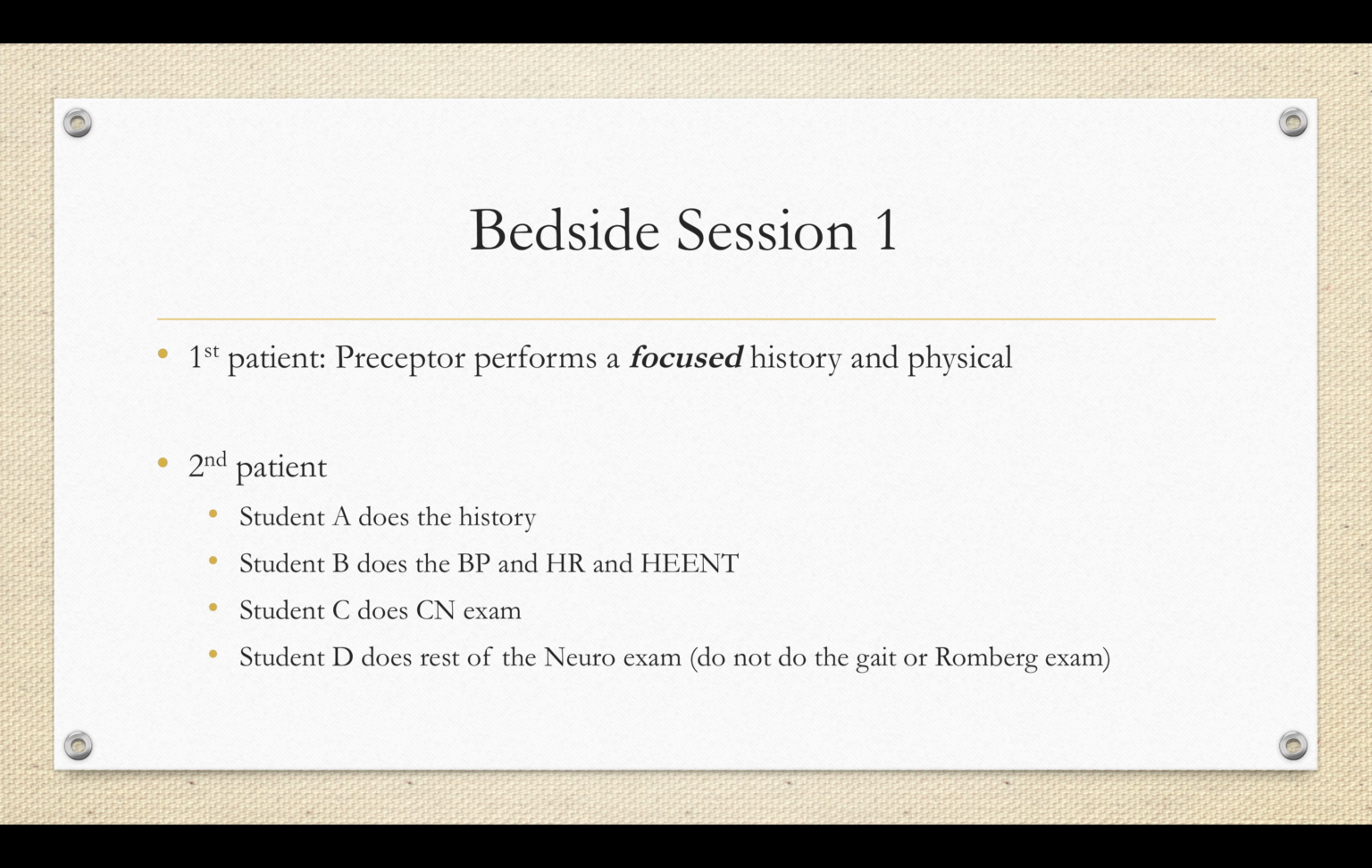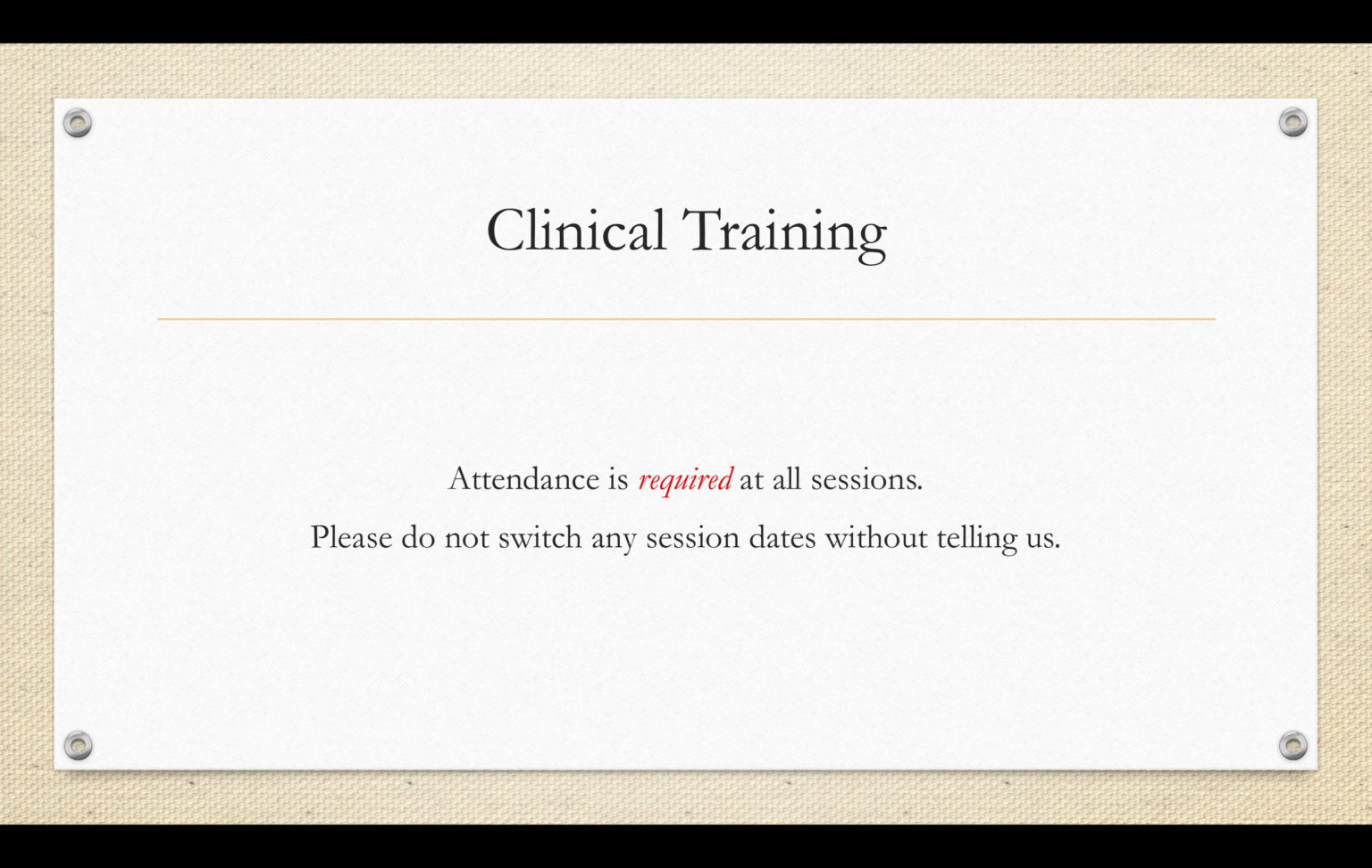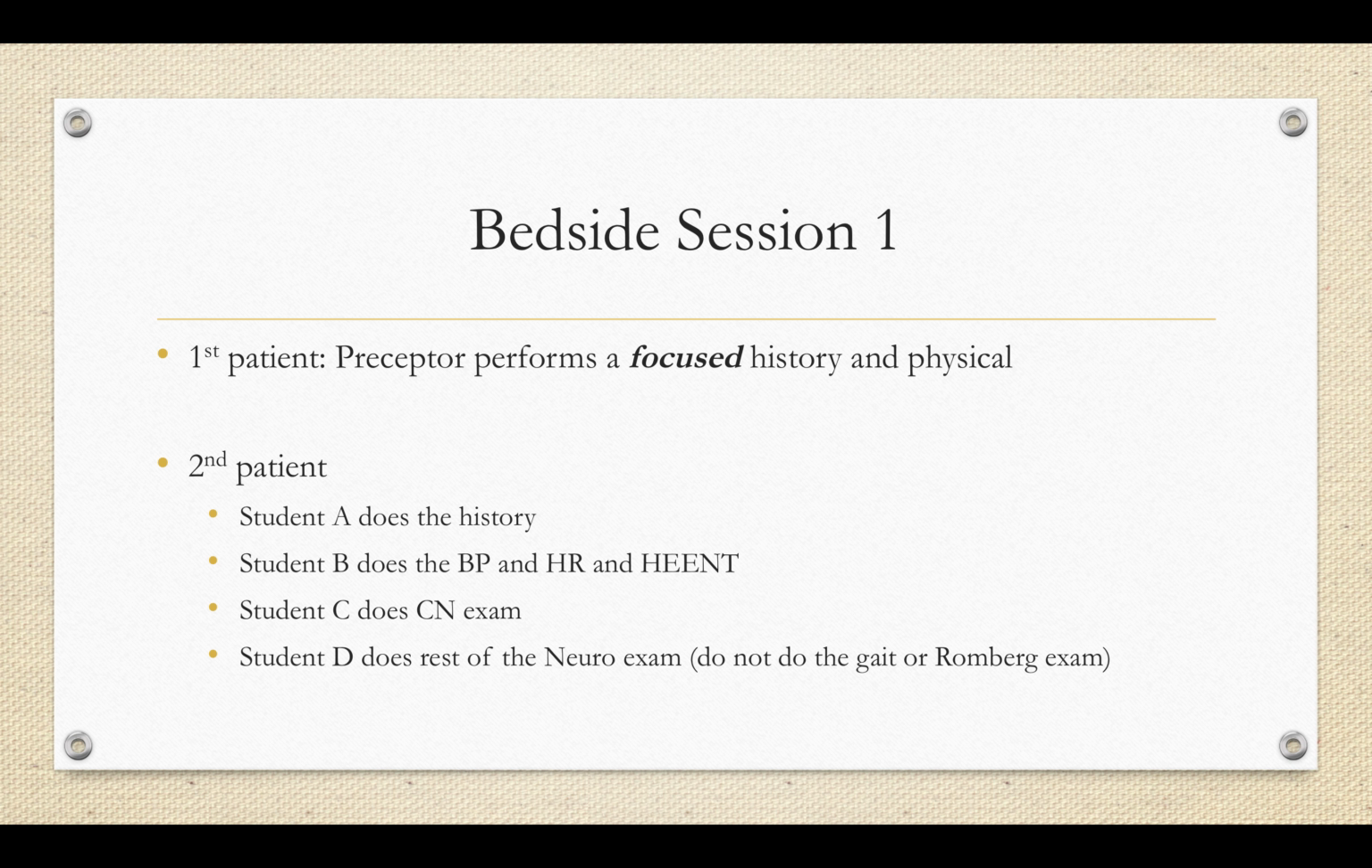But for the most part, the rest of the neuro exam is what we want student D to do. So basically, they really share in the evaluation of patient number 2. And what they'll do basically after they do this evaluation is the students will pair up.